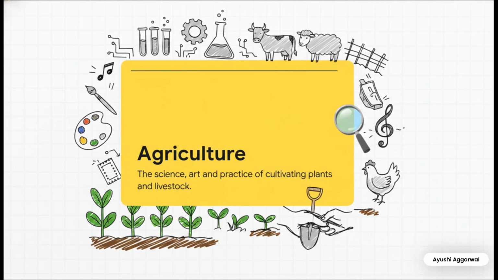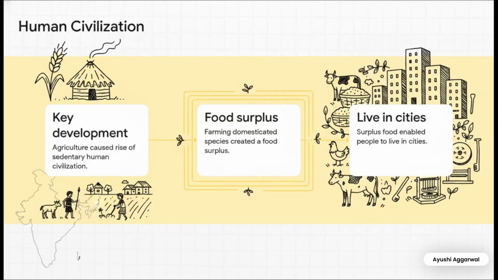is incredibly solid. Now, let's quickly trace how this actually shaped human history. It's basically a simple three-step timeline. First, the whole discovery of agriculture led to the rise of sedentary civilization, meaning humans stopped wandering around hunting and actually settled down. Second, farming these domesticated species created this massive food surplus. And third, because of that surplus, people didn't have to spend every waking hour searching for food. That literally allowed them to live in cities and develop entirely new skills. So really, agriculture is the literal foundation of modern urban life.